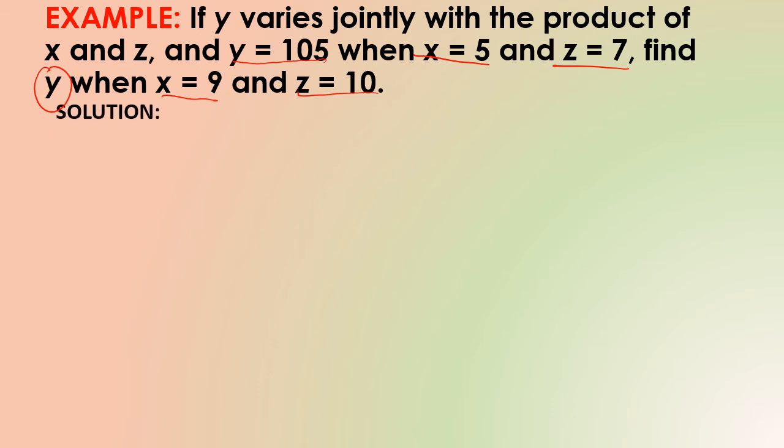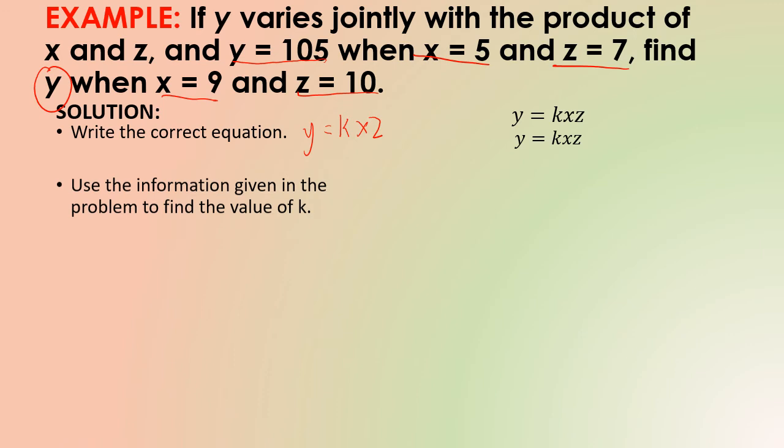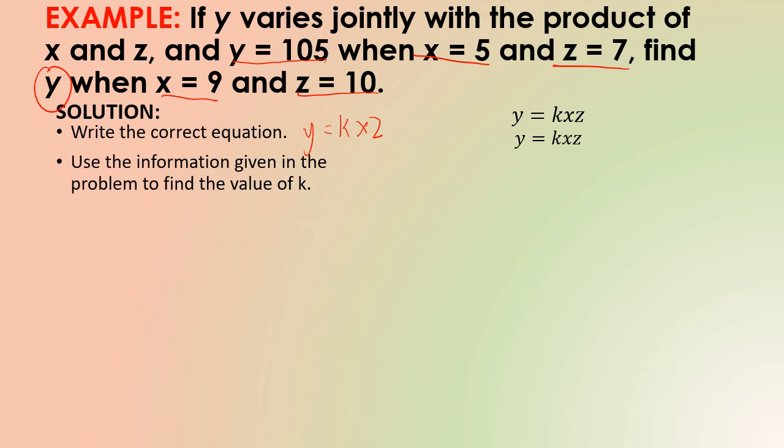Okay, so for the solution, ano yung laging step 1? Step 1, write the correct equation. So gawin natin, rewrite natin yung equation. If y varies jointly, so k, with a product of x and z. So, yan na yung ating magiging equation where k is constant. Okay, so step number 2, tama tayo. Step number 2, use the information given in the problem to find the value of k.